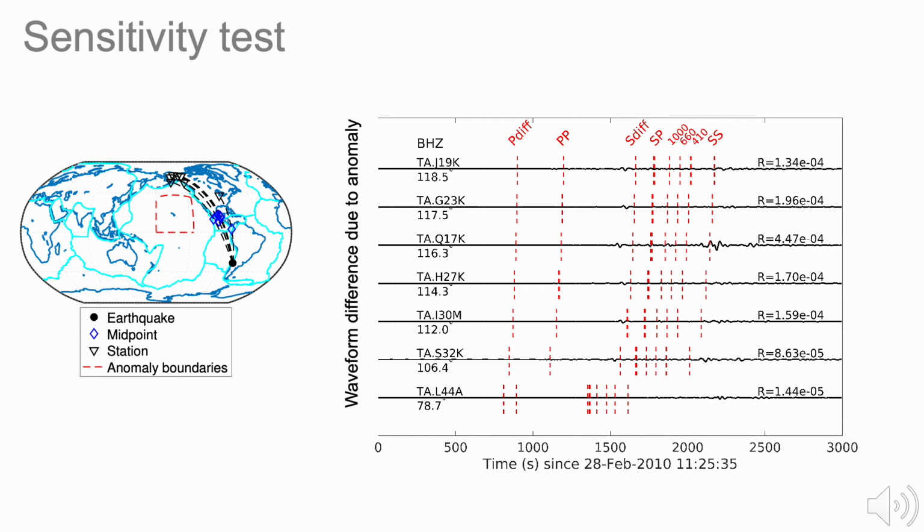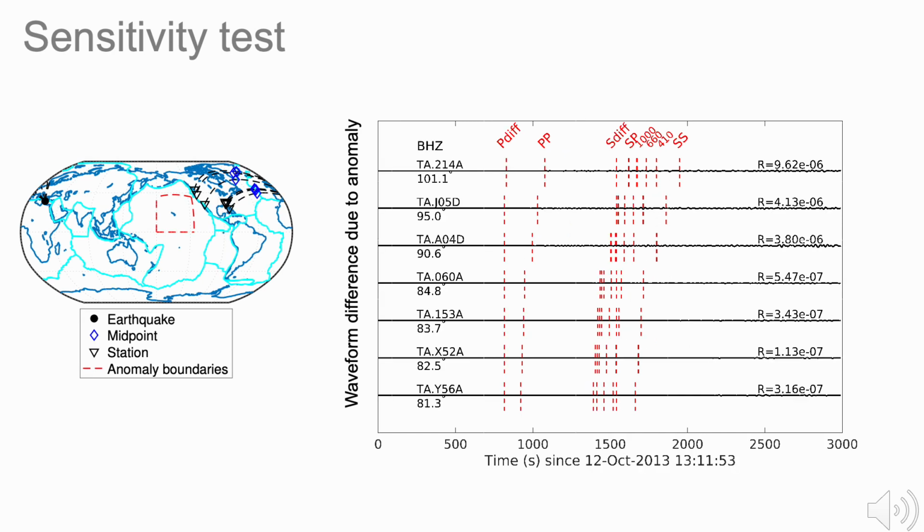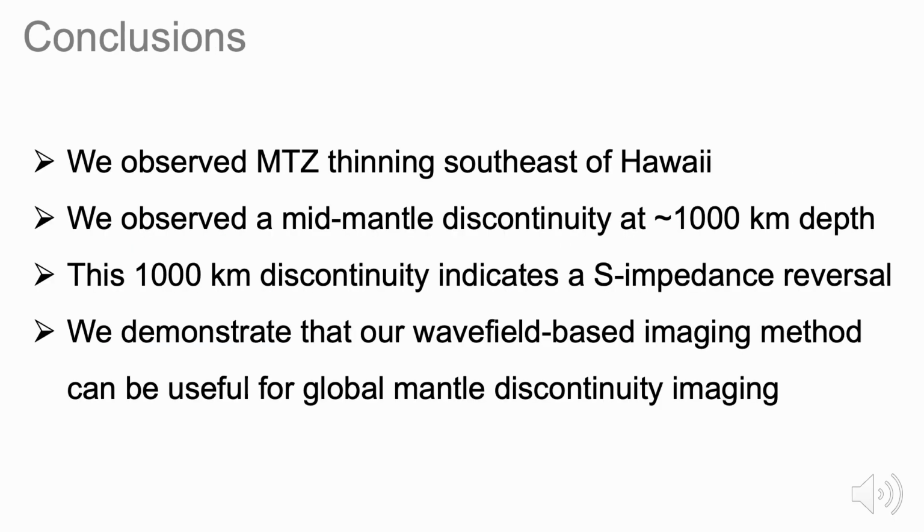Here is another example of source and receiver pairs. In this case, the seismic waves should not propagate into the added mid-mantle discontinuity, and you can find that the waveform difference is very minor compared with the previous example, where the seismic waves are sampling the added mid-mantle discontinuity. The last example further confirms that if the seismic waves are not sampling the added mid-mantle discontinuity, we may not find the waveform difference. In conclusion, we observed mantle transition zone thinning on the southeast side of the Hawaii main island.